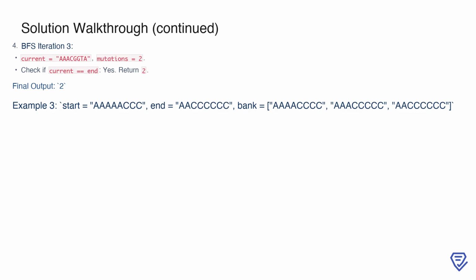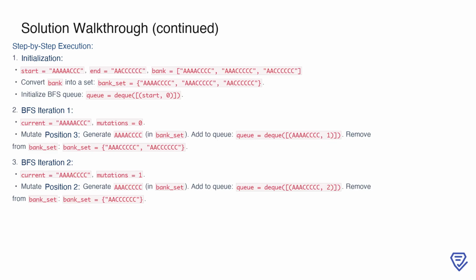Now, we move to example 3, where the start sequence is AACCC, the target sequence is AACCCCC, and the bank contains 3 sequences of similar form. In this example, we begin by converting the bank into a set and initializing the BFS queue with deq AACCC 0.